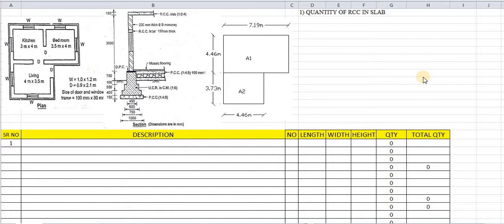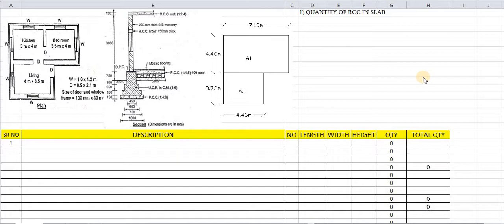So in the last lectures we have discussed how to find out the quantity of brickwork. We have seen two problems in which the height of the room was different. Previously we have seen a height of 3.3 m, and we have also seen a room height of 3 meters. The last problem was very important. In today's lecture we will see some new concepts regarding the calculation of RCC in slab.